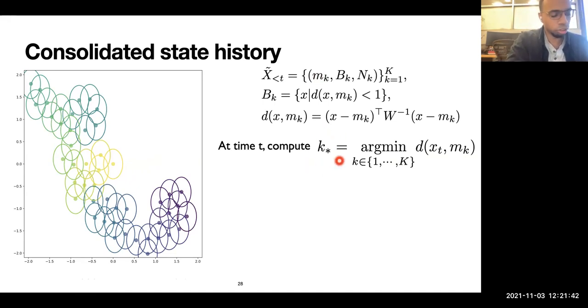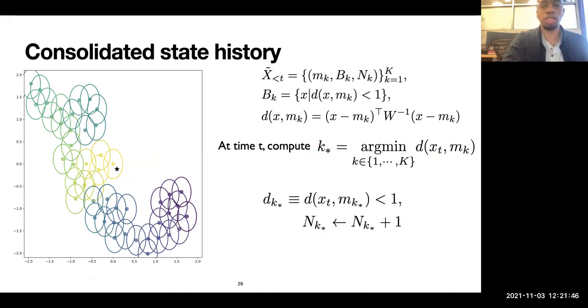So at time t, once the agent visits a new state, it finds the landmark closest to it, which we're going to denote by k star. Then it computes the distance to that closest landmark, denoted by d_k star. If this distance is less than 1, then we say the agent has visited that landmark. In the figure on the left, this black star corresponds to the state of the agent, so we say the agent has visited this yellow landmark. And so we just increase the visitation count by 1.